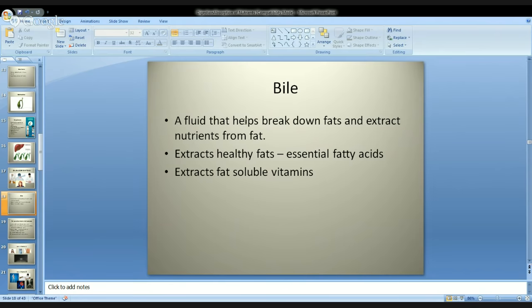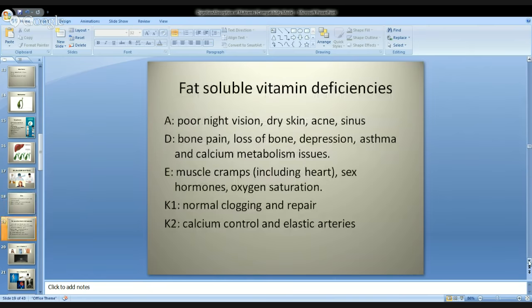So what is bile? Bile is a fluid that helps you break down fats and extract nutrients from the fat that you eat. There are healthy types of fats that you should eat, but you need the bile to be able to pull it in. So, you know, coconut oil, grass-fed cheese and butter and meats and eggs are all healthy fats. Yolk is very healthy. But if you don't have bile, you'll get deficiencies of certain nutrients, okay? So the bile helps extract the healthy fats to pull out the essential fatty acids, and also to help you extract the fat-soluble vitamins. And that's really what I want to spend a little time on, because this is so common, yet there's not a lot of correct information out there.